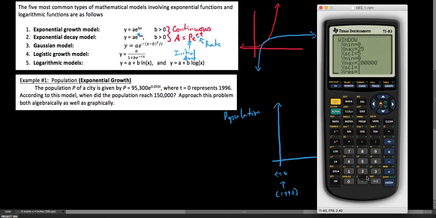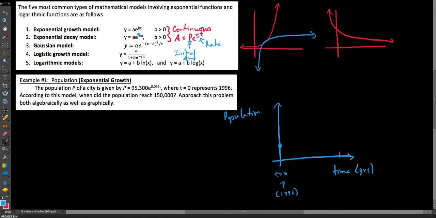Maybe I'll go by 20,000s here, so 20 with 3 zeros after it. If I hit graph now, I should see some representation of this. Over the course of 25 years, we notice that it even outgrows 200,000 at the top there. So let's go ahead and get at least a representation of this here.